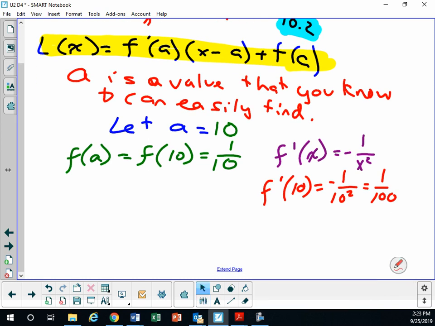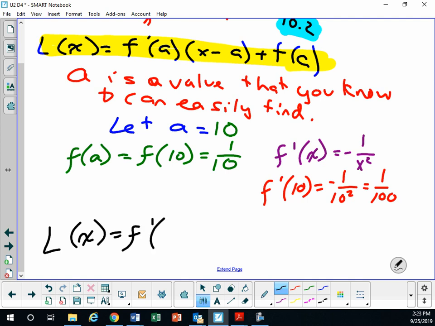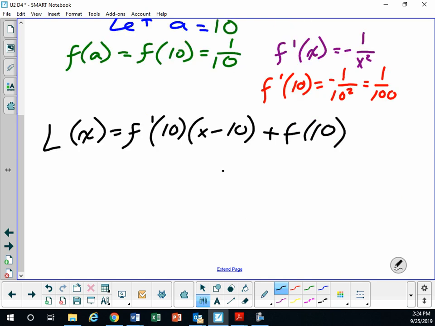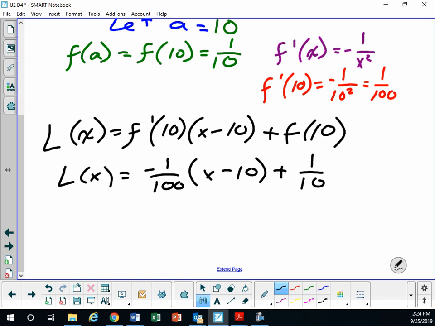So my linear approximation is going to look like this. L of x is going to equal f prime of 10 times x minus 10 plus f of 10, because 10 is my A value. So f prime of 10, negative 1 over 100, times x minus 10, plus f of 10, which is 1 over 10. There's my linear approximation equation.